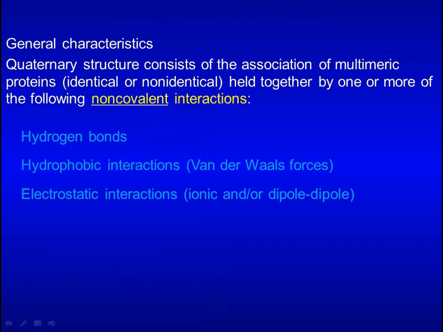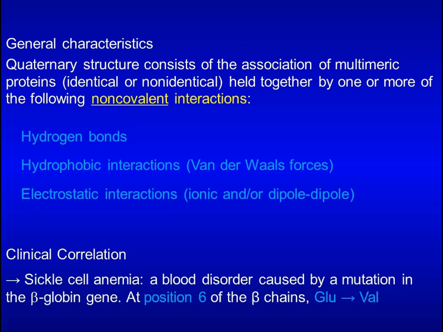Because subunits are held together by non-covalent interactions, forces in maintaining quaternary structure include 3 forces that I described to you earlier, except disulfide bonds. Clinical correlations of quaternary structure can be represented in sickle cell anemia. This disease is caused by mutation in the beta globin genes.